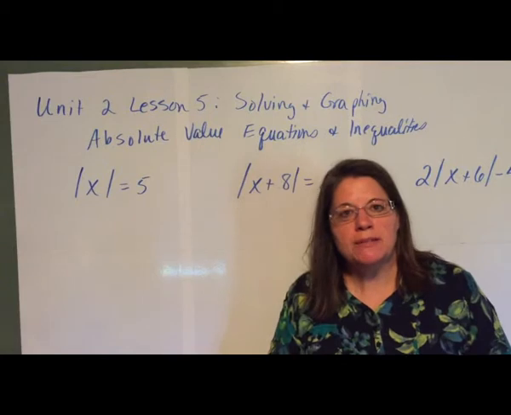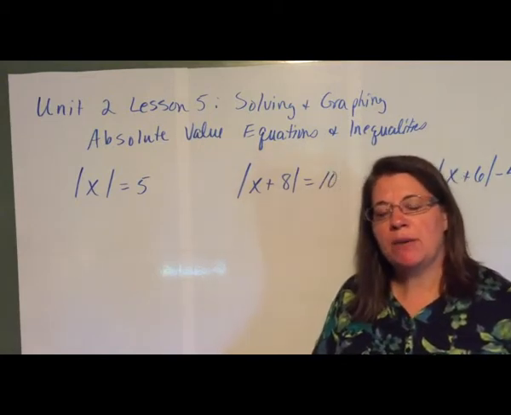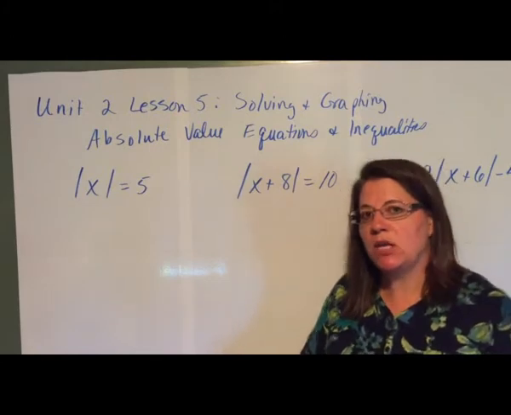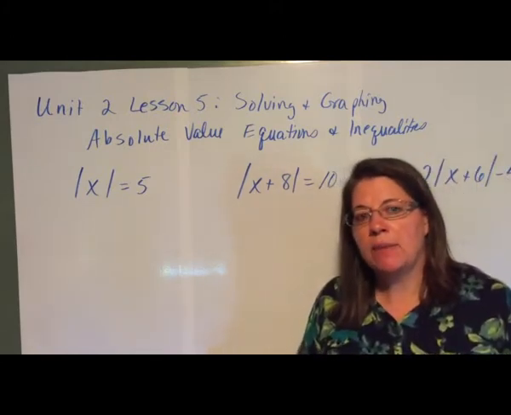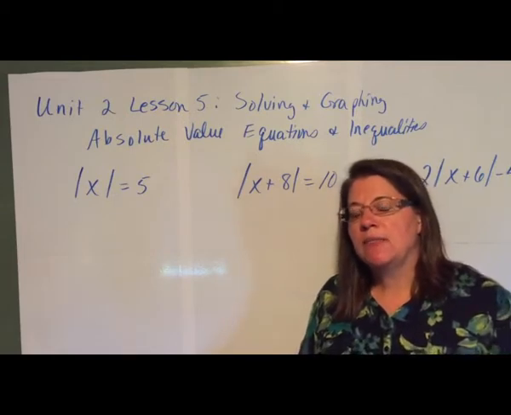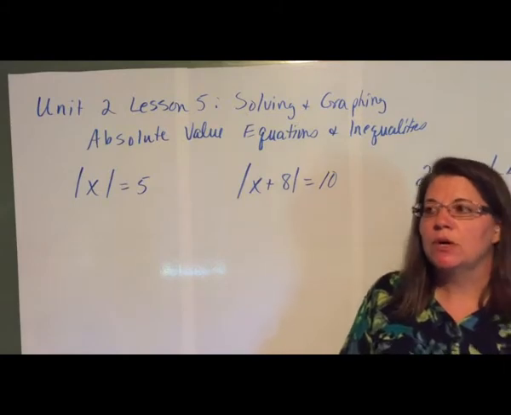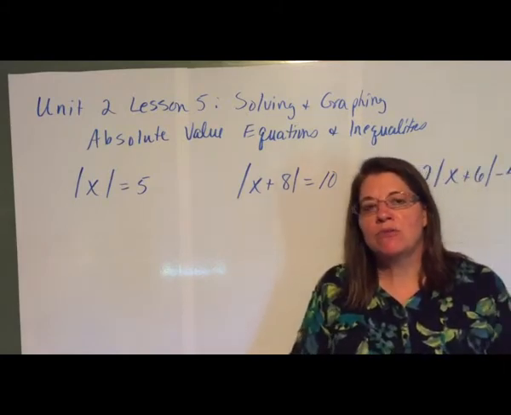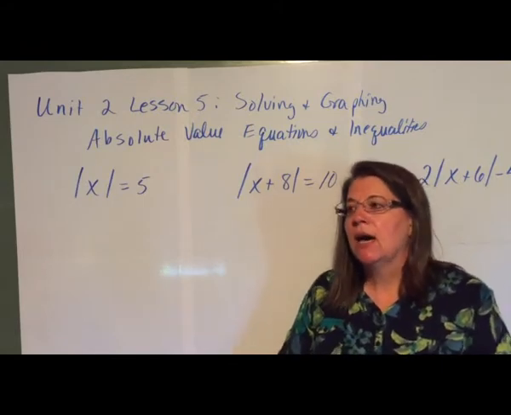This is Unit 2, Lesson 5, and in this lesson we're going to talk about solving and graphing absolute value equations and inequalities. We learned earlier in the unit that absolute value is the distance a number is from 0 on a number line. So we know that absolute value can never be negative because it's a distance.